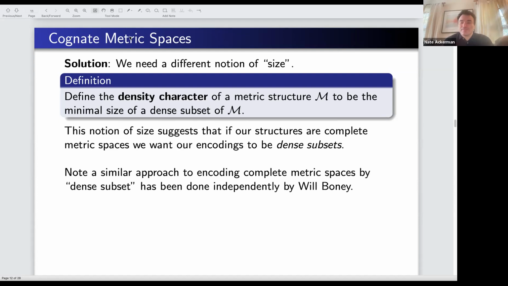Now, if you remember, the problem with the Downward Löwenheim-Skolem theorem in the context of continuous structures was that when we took our transitive collapse of the universe, we were no longer complete. But we were still a dense subset of the reals. And when we took the completion of that dense subset, we got the reals back. So what the density character is saying is that what we really want to look at is just these dense subsets. We want to think of the dense subsets as containing all the necessary information of the metric structure. And so that's our goal.